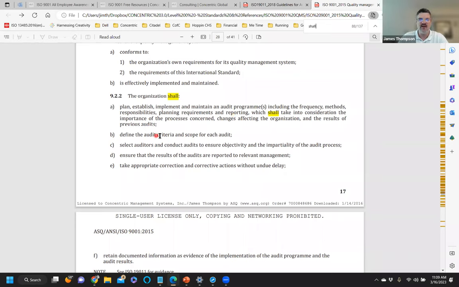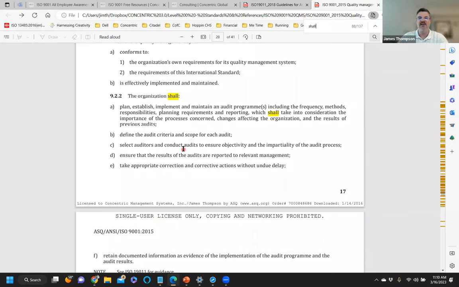You also need to define criteria and scope. So when you go out to do an audit, what's the scope? Well, I'm just going to audit purchasing. That's it, at this one location. Okay, that's scope. Okay, well, what's the audit criteria? Well, I'm going to audit them against their own procedures, and I'm going to audit them against requirements of 8.4 in the ISO 9001 standard. Okay, so that's your criteria and your scope.